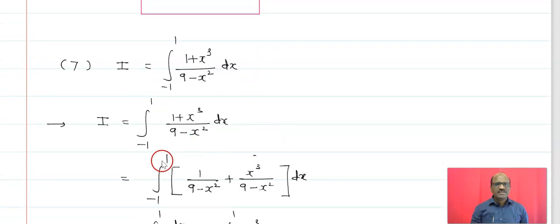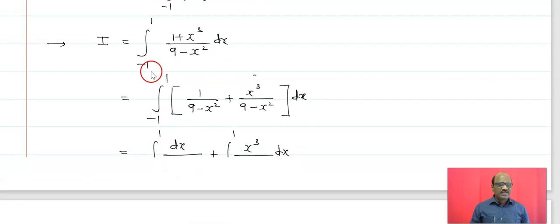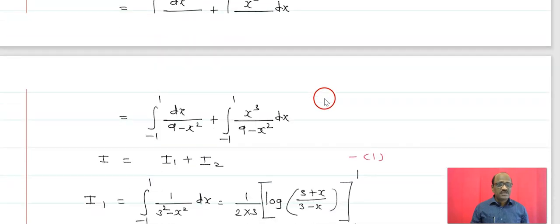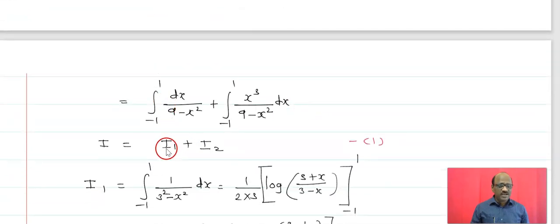Now we'll see the seventh problem. Now the problem number 7, I is equal to integral minus 1 to plus 1 of x cube upon 9 minus x square dx. And therefore, this is written and separated as integral minus 1 to plus 1 of 1 upon 9 minus x square plus x cube upon 9 minus x square dx. Now it is of the form I1 and this is I2.